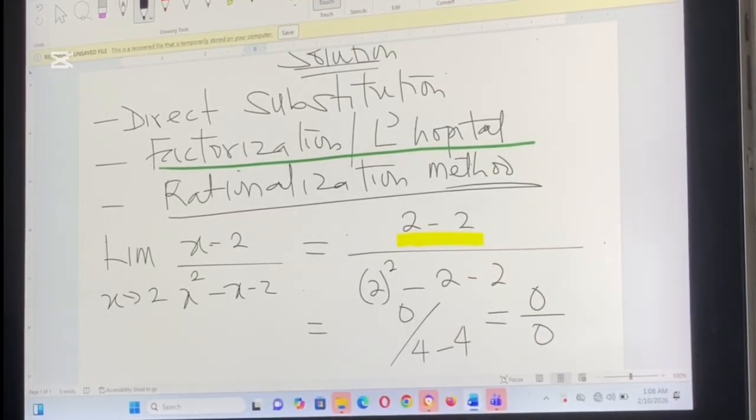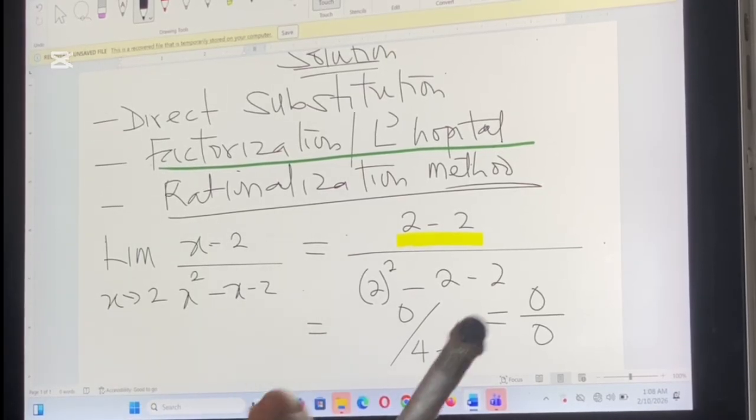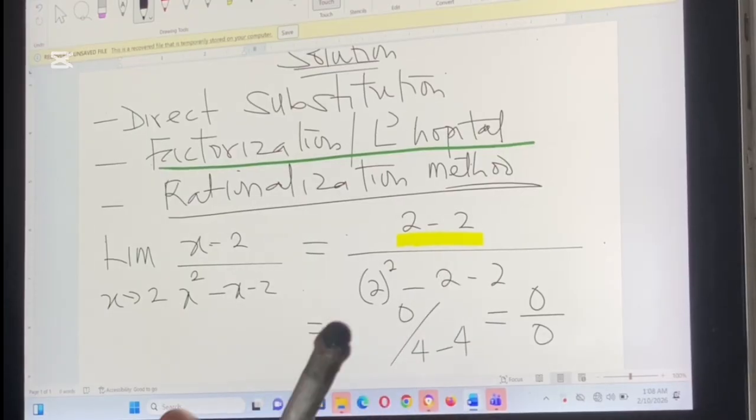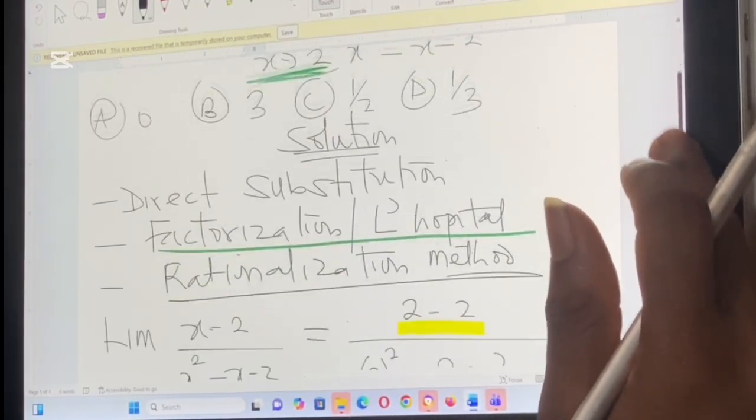But this is what you have to understand here. If you are given this question in terms of essay, where there's no options like OBJ, we use factorization method to solve that question. But if you are given this question in terms of OBJ where you are given options, you use L'Hopital's rule, because L'Hopital's rule is shortcut method of factorization method, okay? Now since we are given options here, let's use L'Hopital's rule.